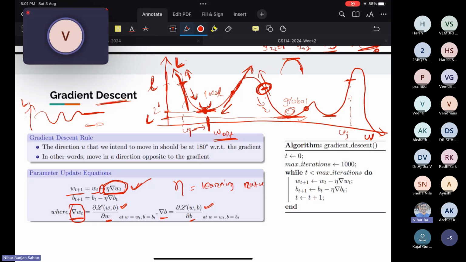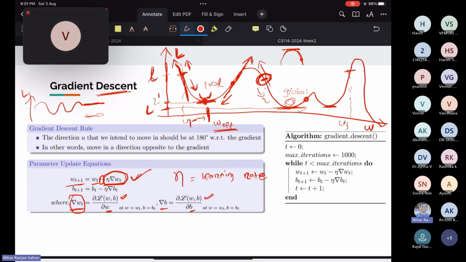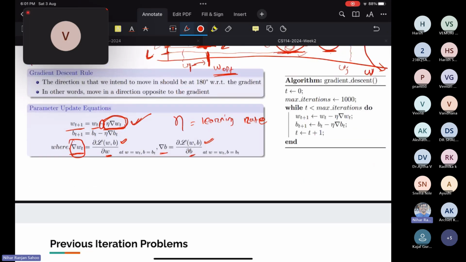Okay. Again, I skipped this now because we'll discuss the learning rate in detail next class. So what this tells us, we know this is the delta Wt. I'll plot it again. This is W, this is L. Let's say this is the curve. There are two points, let's discuss.